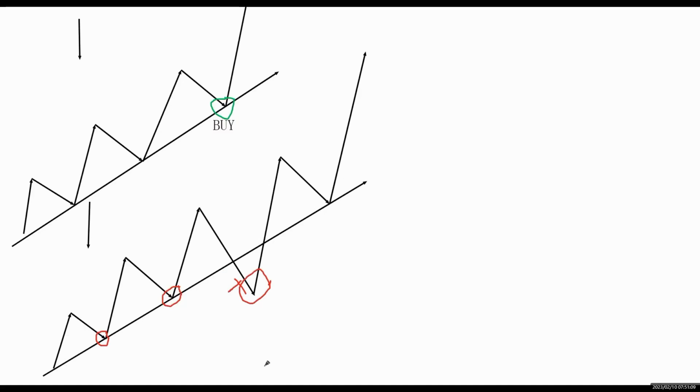But the moment price goes back up and respects the trend line, we do have a buy opportunity on this chart. I'm going to show you guys an example of it. So let me first show you this example on the live chart. Let's go to the live chart real quick and see what the market is doing.